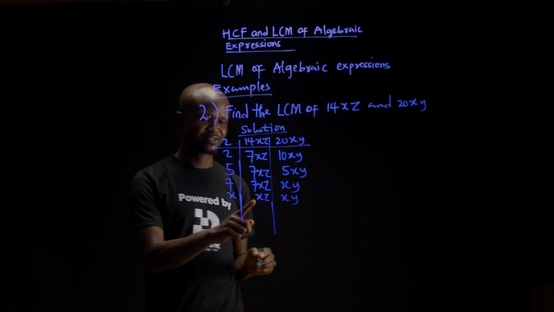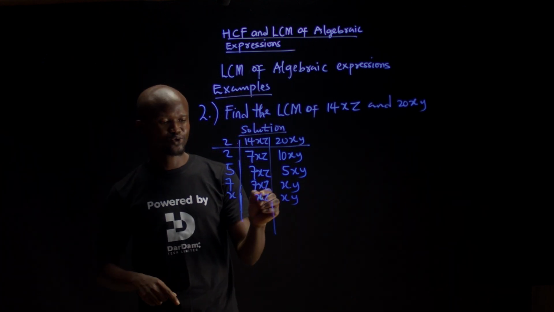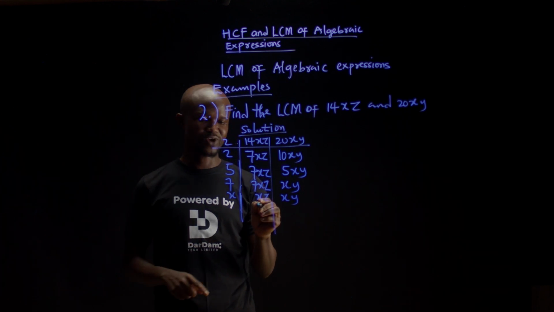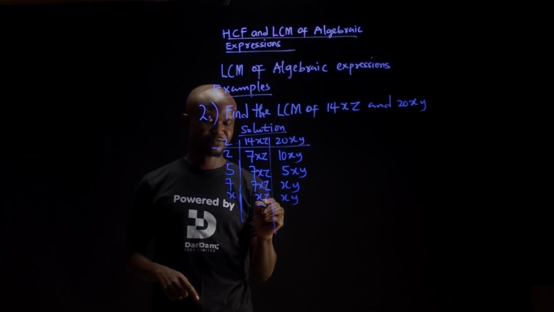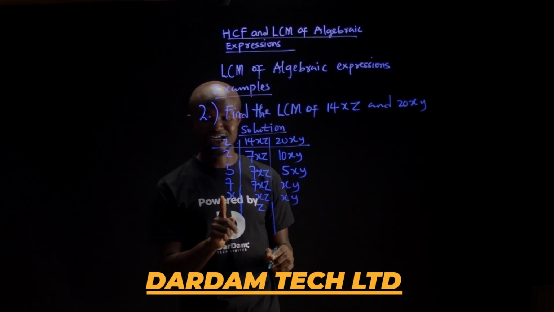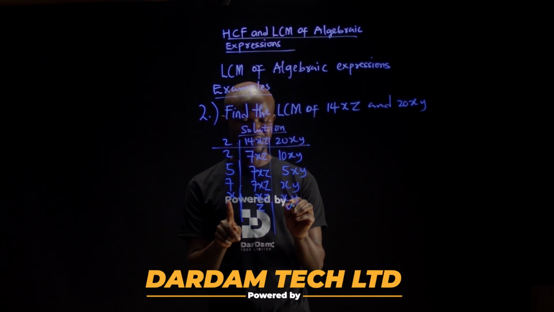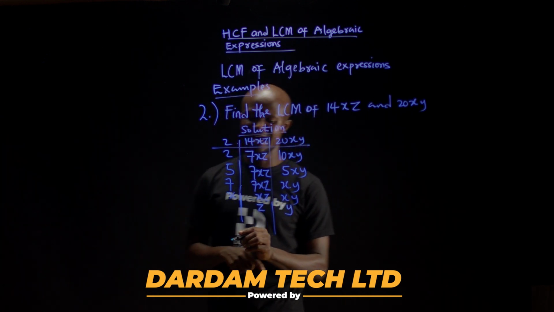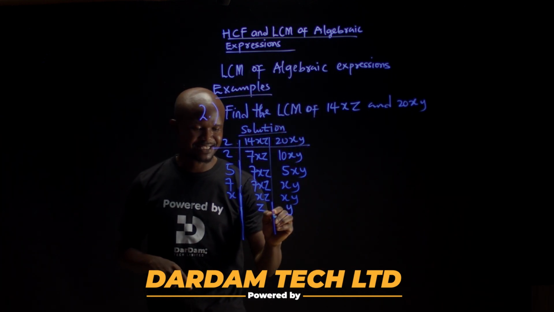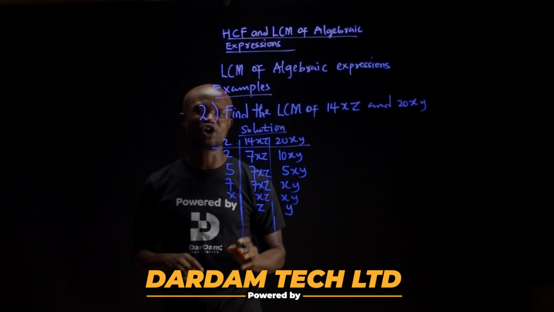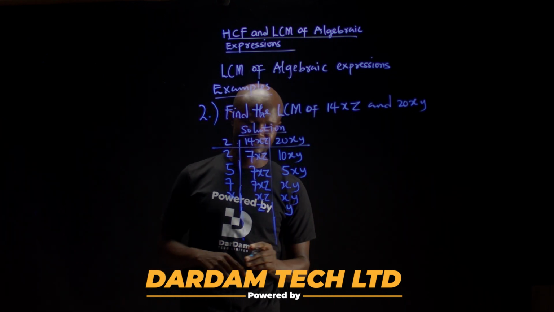Now, x. We can see x in both. So, xz divided by x. We are going to have z here, because x will cancel x. Now, xy divided by x. What will remain? Y. Now, don't forget, this is LCM. You must exhaust all elements of variables.